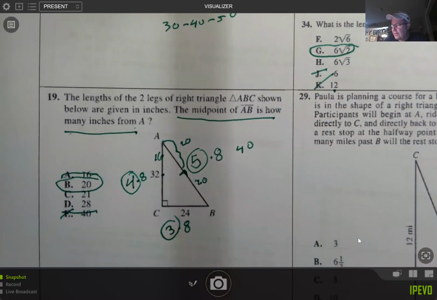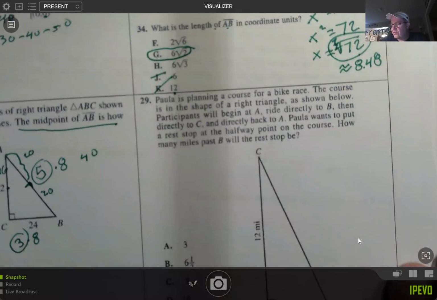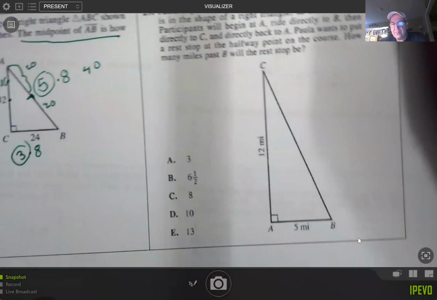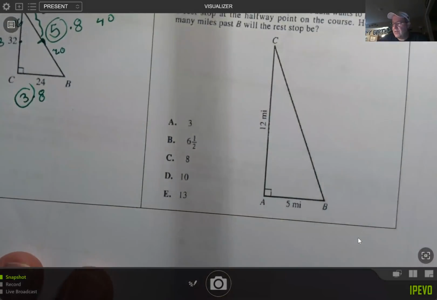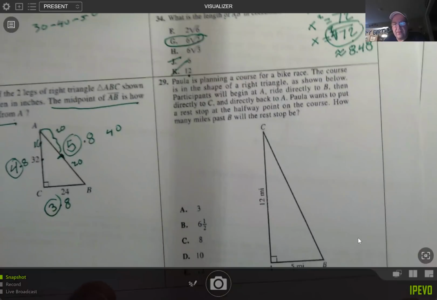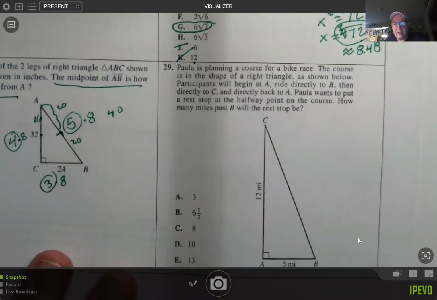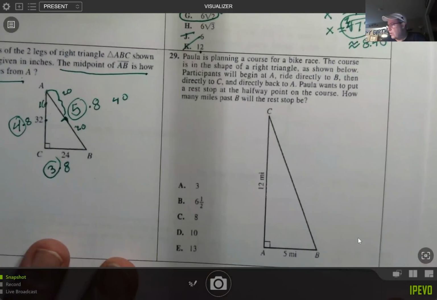Okay, I'd like you all to do this one. I'm going to give you a full minute on this one, okay? All right, you've got 1 minute. Go.